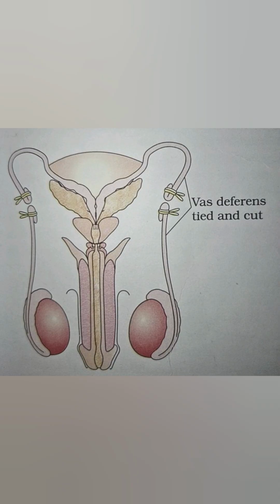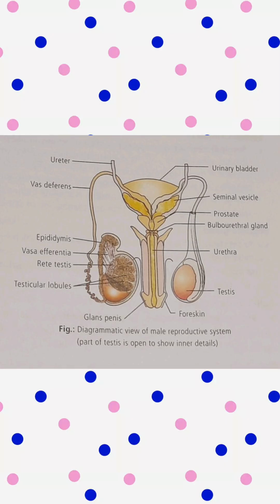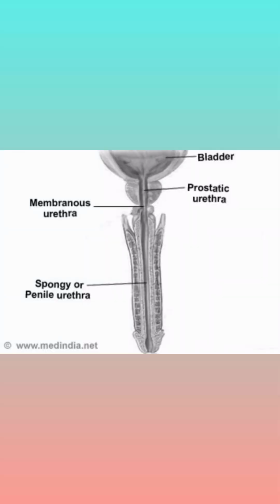Vas deferens. It is the tube-like structure which carries sperm from the epididymis up into the pelvic cavity. It loops over the urinary bladder and joins a duct from the seminal vesicle to form the ejaculatory duct. Ejaculatory duct. A short duct that passes through the prostate gland and merges with the urethra. It is responsible for the movement of sperm into the urethra.